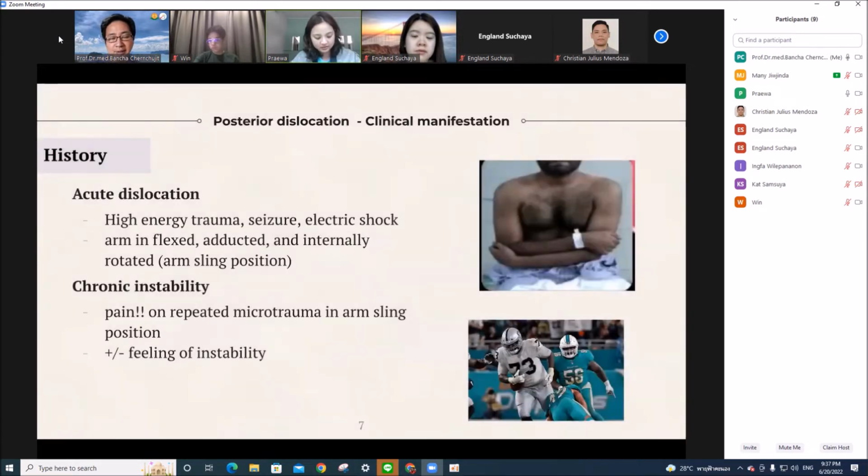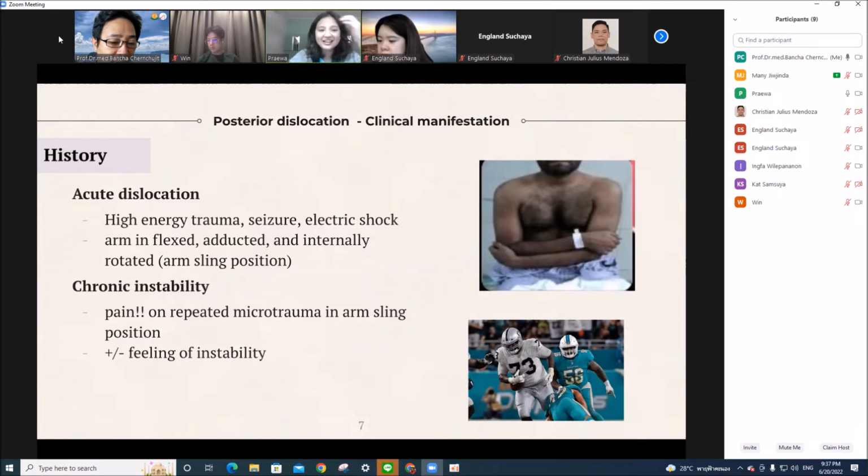So there'll be subluxation and dislocation, right? Subluxation means it's not a complete dislocation. The patient feels like the shoulder is getting out, but it's just partial. It's not completely dislocated in subluxation. But dislocation means a complete dislocation and needs to be reduced. Okay.